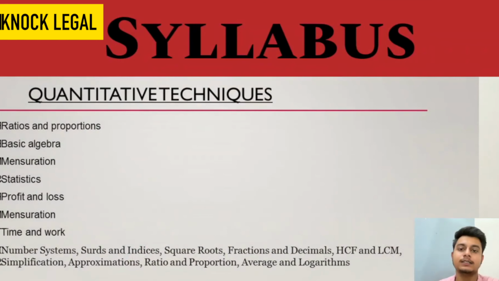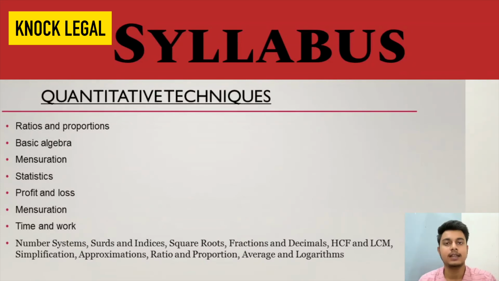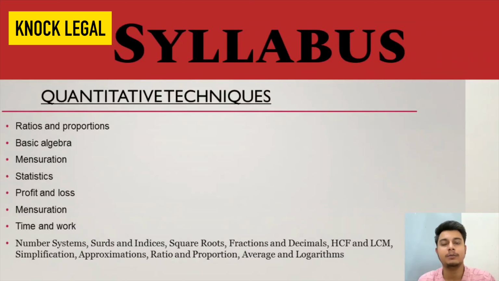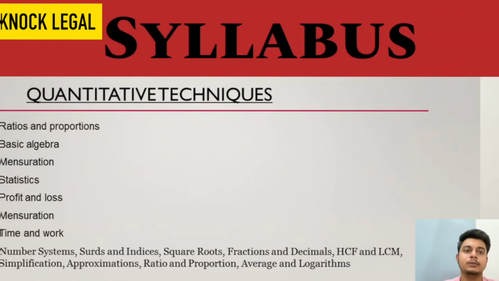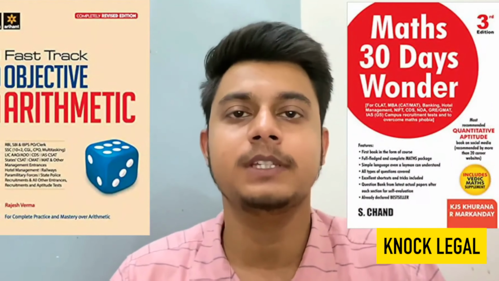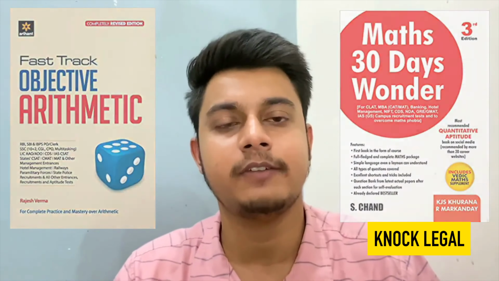The next section, which is fifth section of Quantitative Techniques, tests whether you can do basic arithmetic questions or not. So it only asks the arithmetic questions related to up to 10th class, like the questions related to ratios, proportions, basic algebra, mensuration, statistics, profit loss, time and work, number system, square roots, fractions, decimals, HCF, LCM, average, ratio, proportion, simplification, etc. And for this section also, you can buy a book by S. Chand, or you can buy a book by Mr. Rajesh Verma, which is Fast Track Objective Arithmetic.